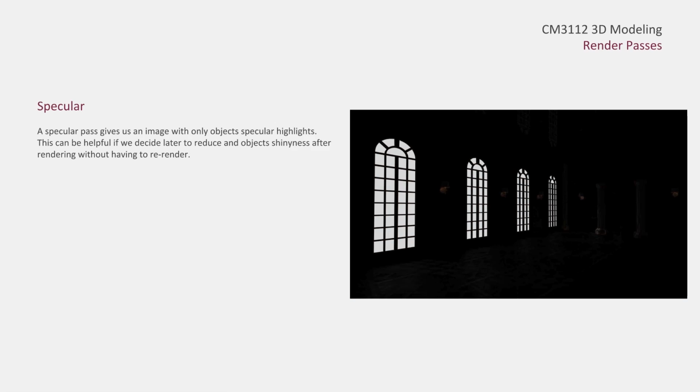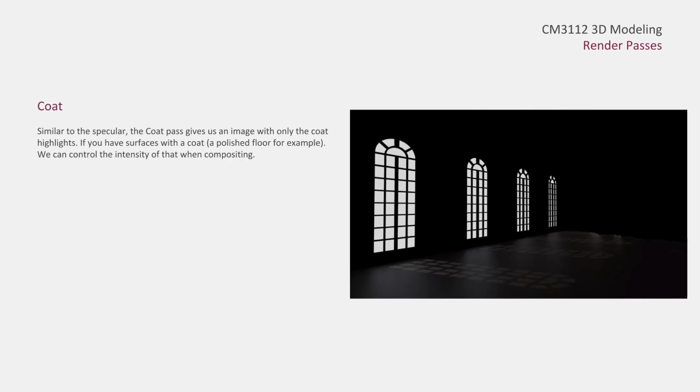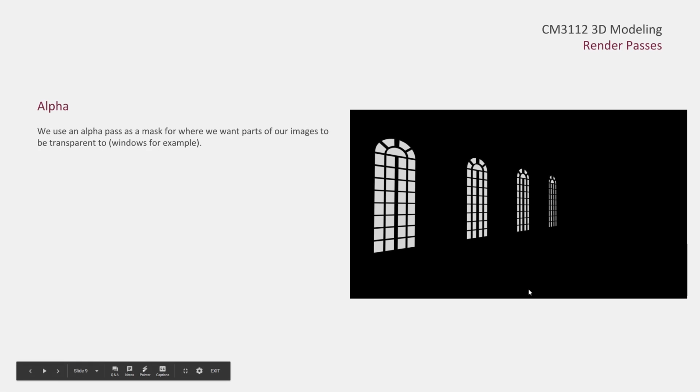Specular is our specular highlights. You can't really see in this example, but down here you can see on the marble that there are specular highlights. Coat is kind of like specular highlights, but it only shows the coat parameter of a material. So that could be something like a polished floor, which you can kind of see here. Alpha is just the cutout of where the transparency is. So on this one, you can see where the windows are because that's the transparent area.